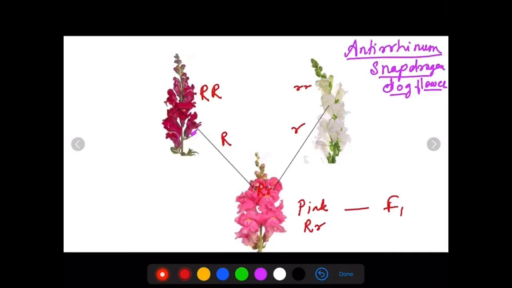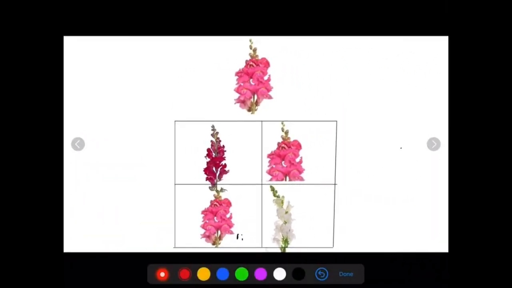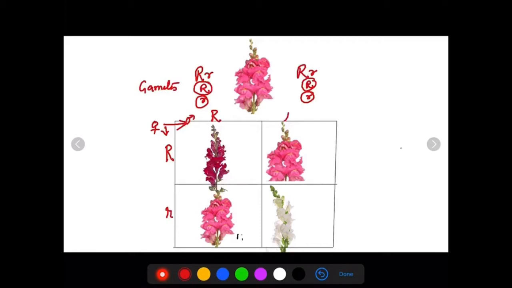Now let us see what will happen in the F2 generation. If this is capital R, small r, and the pistil, this is the anther of the same plant, then the gametes have to be of two types, capital R and small r. In this case also capital R and small r. This can be represented in a Punnett square. So if this is for the males and this is for the females, this is capital R here, small r here, capital R here, small r here. Let us make the total combinations. The total combinations are 1, 2, 3 and 4. Let us see what they are. This makes capital R, capital R. This makes capital R, small r. This one is capital R, small r, and this is small r, small r.